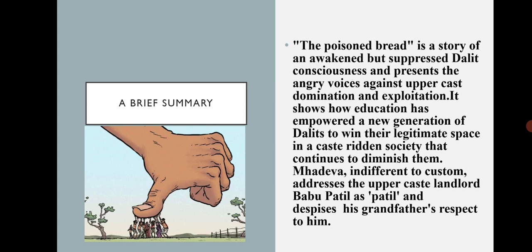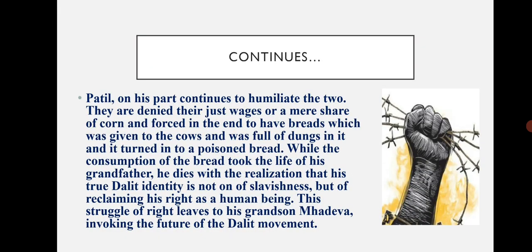Mahadeva, indifferent to custom, addresses the upper caste landlord Babu Patil as Patil and despises his grandfather's respect to him. Patil, on his part, continues to humiliate the two, Mahadev and his grandfather Yatalya. We will come to that. Okay, they are denied their just wages or a mere share of corn and forced in the end to eat bread which was given to the cows and that was full of dung in it, and it turned into a poisoned bread.